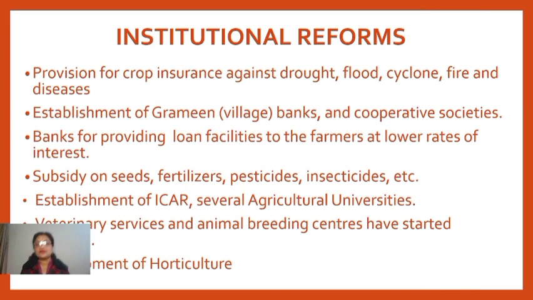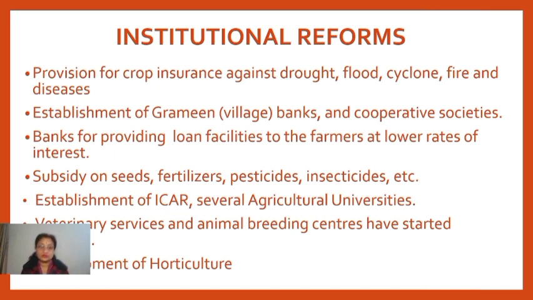Next is establishment of Grameen banks and cooperative societies. Basically, these banks were started. The rural banks were started actually to provide loans to the farmers at a very low rate of interest, so that they can be helped somehow, so that they can get the fertilizer and the seeds easily from the market. They don't have to think of from where to get them.